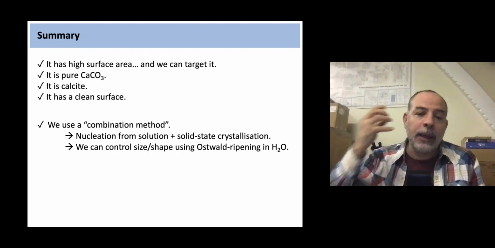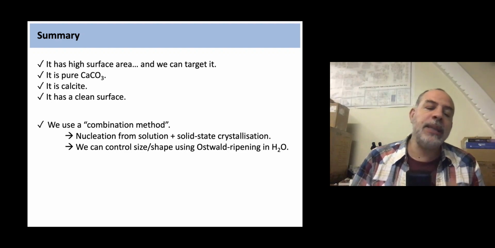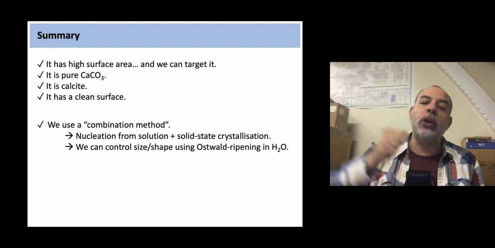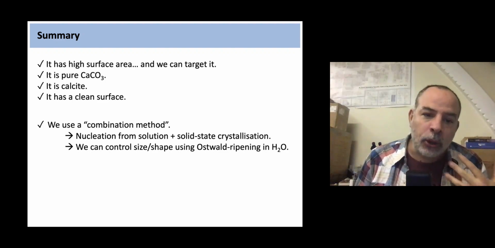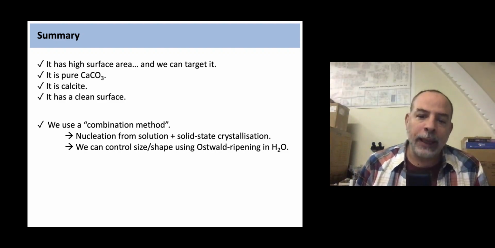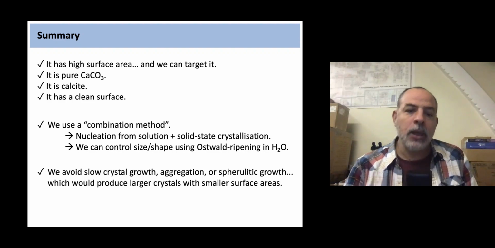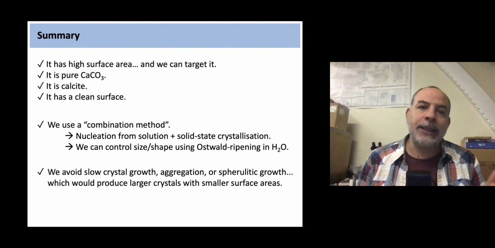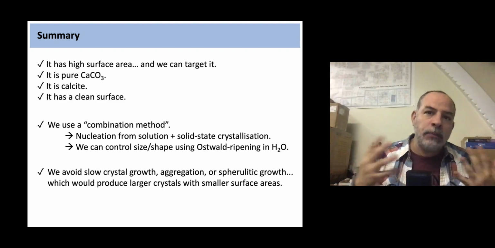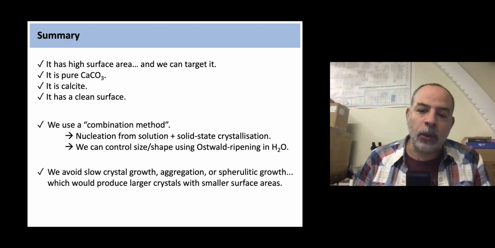Okay, and here what we do is to control what happens during nucleation and growth. So we use this kind of combination method. We nucleate from solution, and then we do solid state crystallization. So we can control later on the shape and size when we put calcite in contact with water and we grow it via Ostwald ripening. Okay, so we can avoid slow crystal growth, aggregation, spherulitic growth by using this method, because all these methods will produce bigger calcite crystals with smaller surface areas.